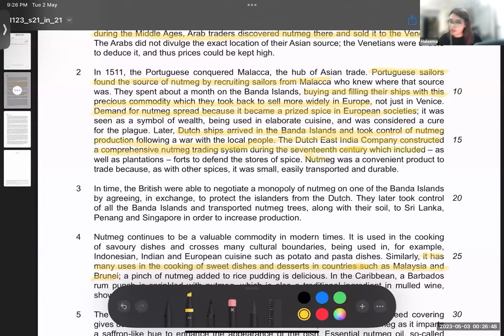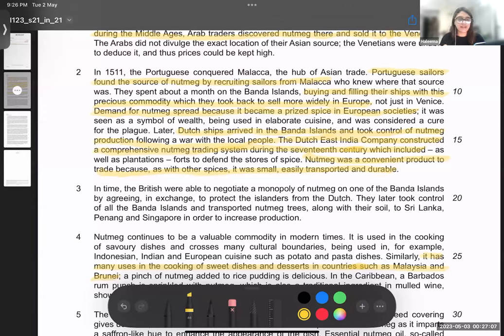So these are your 7 content points in total for the first part of your question. So when the question asks you about the origins and spread of nutmeg, these are 7 content points. So if you write even 5 out of these, other than the one they've already given, you're good to go.